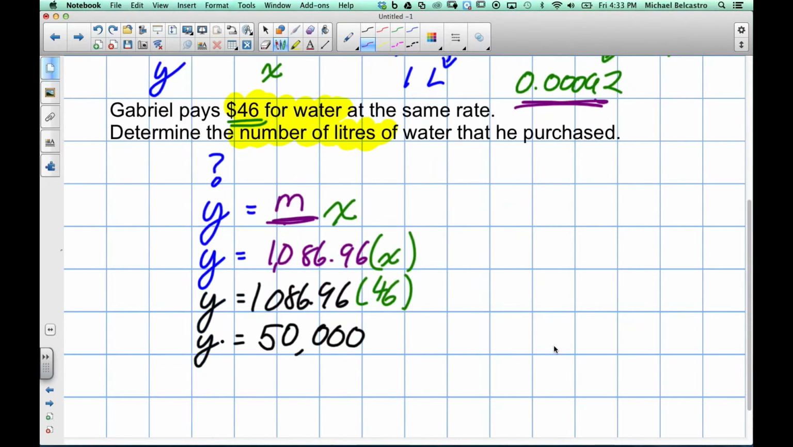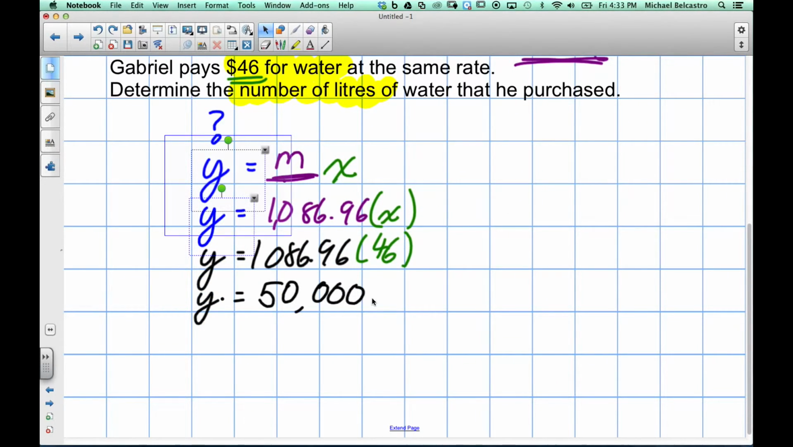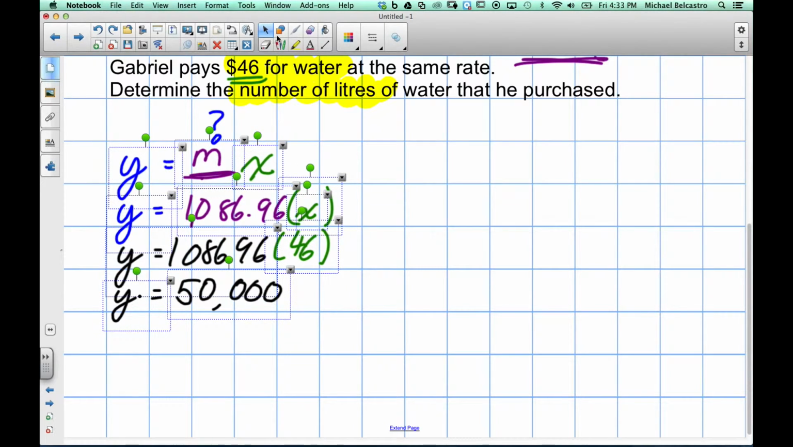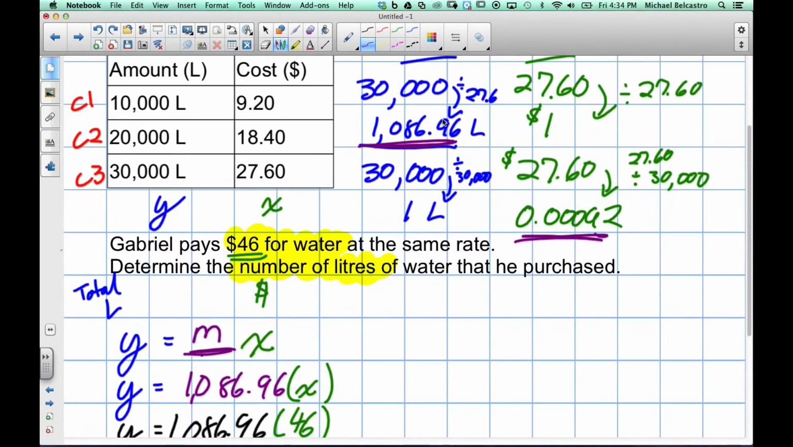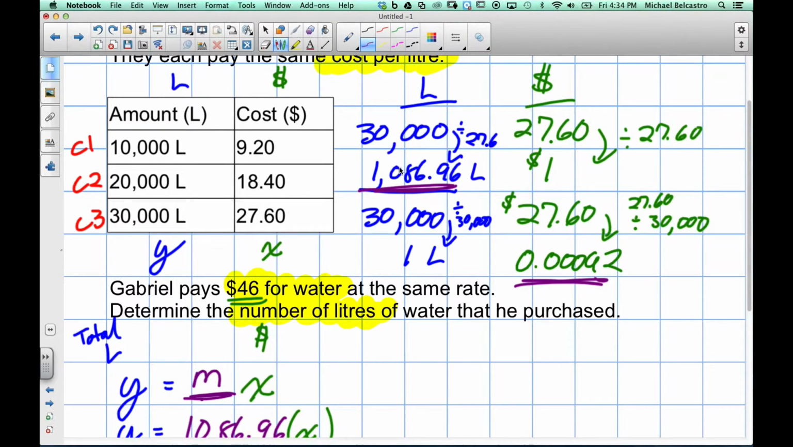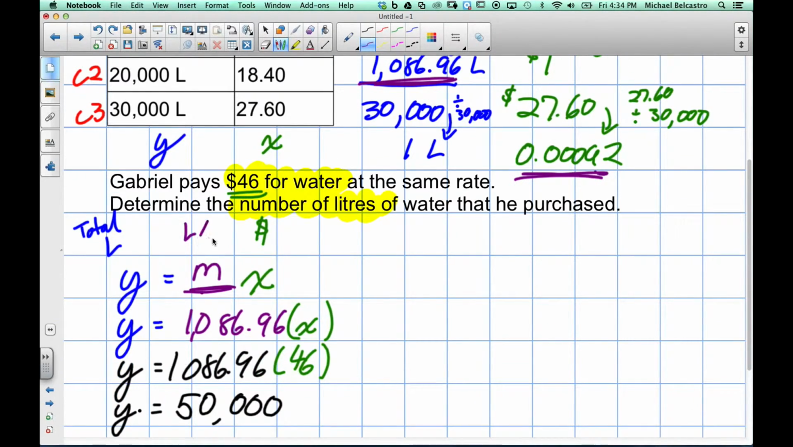How do we build our algebraic equation? Remember we used x and y before, so let's put some statements on what x and y were. y was liters, the total number of liters that we purchased, and x was the amount of money, our dollar value. Our rate, this m value, in the other question was liters per dollar, and that's why we multiplied it by dollars. Whatever our per is, that's the unit we'll be multiplying by.